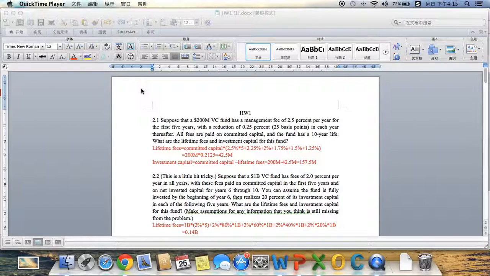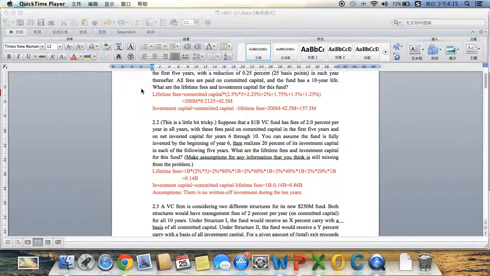The investment capital equals the committed capital of 200 million deducted by lifetime fees of 42.5 million, which gives us 157.5 million. For the second question, net invested capital is equal to the invested capital minus the cost basis of realized and written off investments.